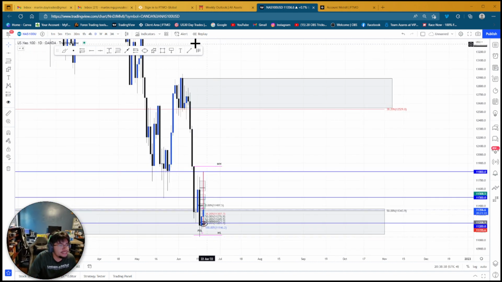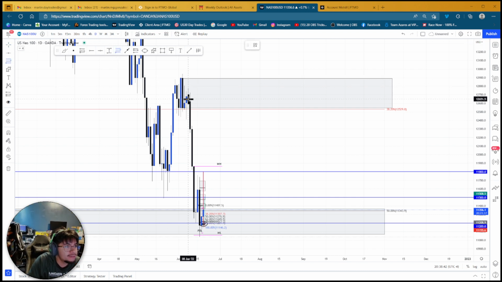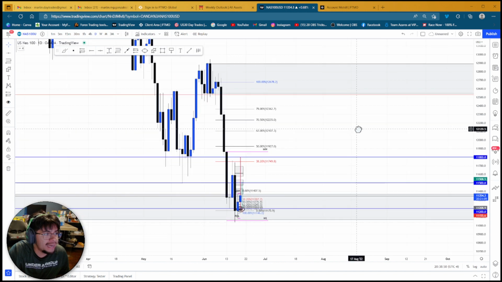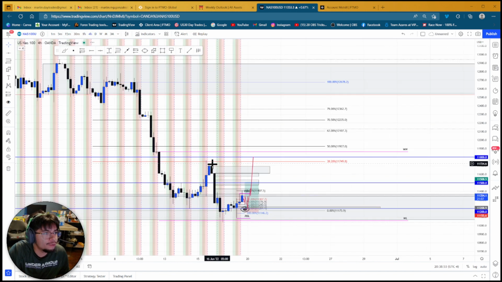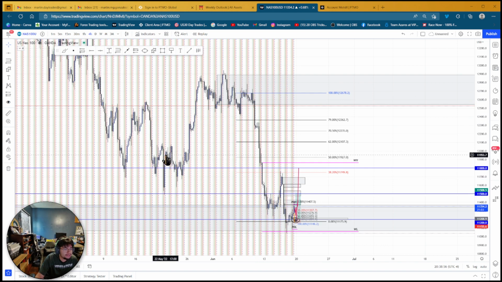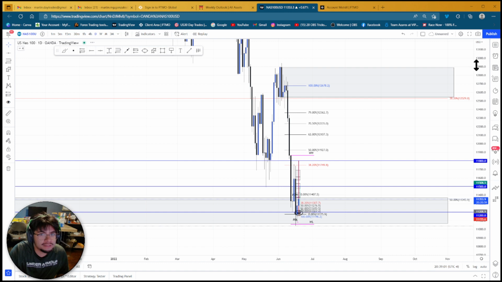So what we can do here too, if we're looking for targets, is a fib from about here to here and see where price can go. Go to the 4 hour, we can see that there's all these fair value gaps that it needs to fill. And we can test breaker blocks as well.